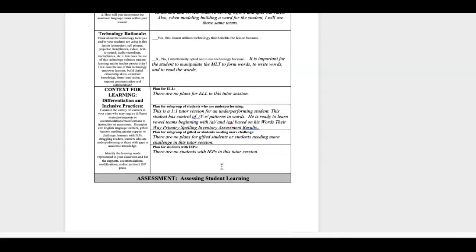My context for learning. I know that I have said that you should include this in your lesson, and if you were working ahead and you have it in there, that's perfectly fine. I did not include it because this, again, is a one-on-one tutor session. Vinny is an underperforming student, so I filled in that section. And I just explained in the other sections that there were no students in this tutor session that had IEPs or that were needing more of a challenge or were ELLs.